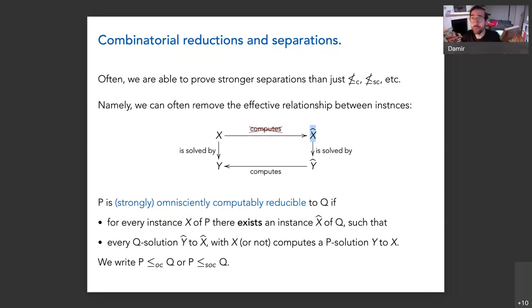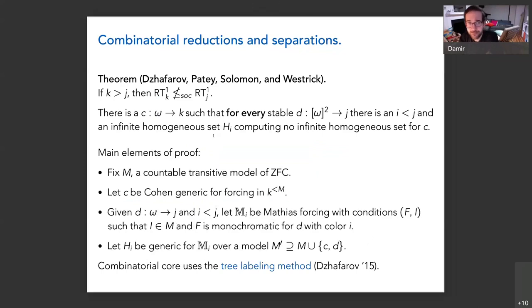If we have a non-reduction, it's a stronger non-reduction, because we're killing off more instances of the problem Q than just the instances computable from our given instance. And the first interesting result here, connecting to Ramsey's theorem, is that if we have a larger number of colors K than J, then Ramsey's theorem for K colorings is not even strongly omnisciently computably reducible to Ramsey's theorem for the smaller number, for J colorings. It's not that if you give me a K coloring, there's some incredibly complicated, non-effective way of getting a J coloring from which we could take a homogeneous set and compute a homogeneous set. We cannot do it in any way. There is simply no combinatorial way. So this is sometimes also called combinatorial non-reduction.